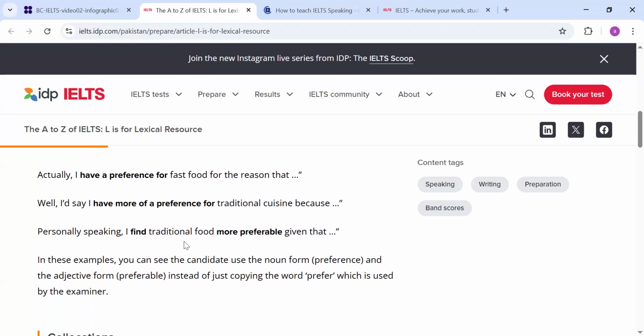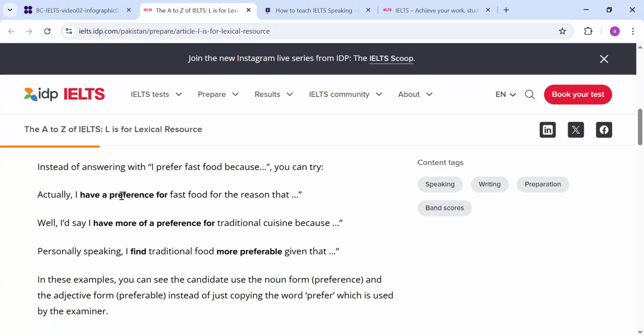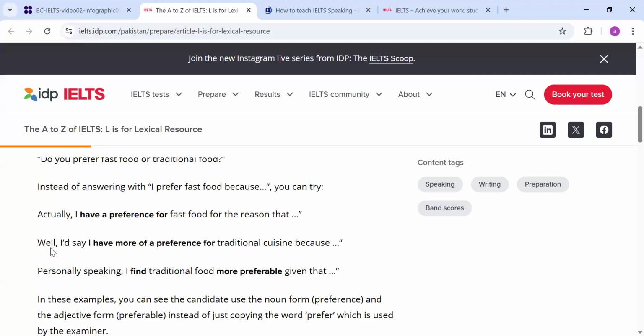Yes, ma'am, understood. All right, so let's see. This is also a good way. They are easy to predict at the moment, because we easily find the word preference, which is relevant to prefer. So let's see another thing. Actually, I have a preference for fast food for the reason that. So they show a short phrase, have a preference. In other words, well, I would say I have more of a preference for traditional cuisine because. So they use preference, and they change the word food to cuisine.